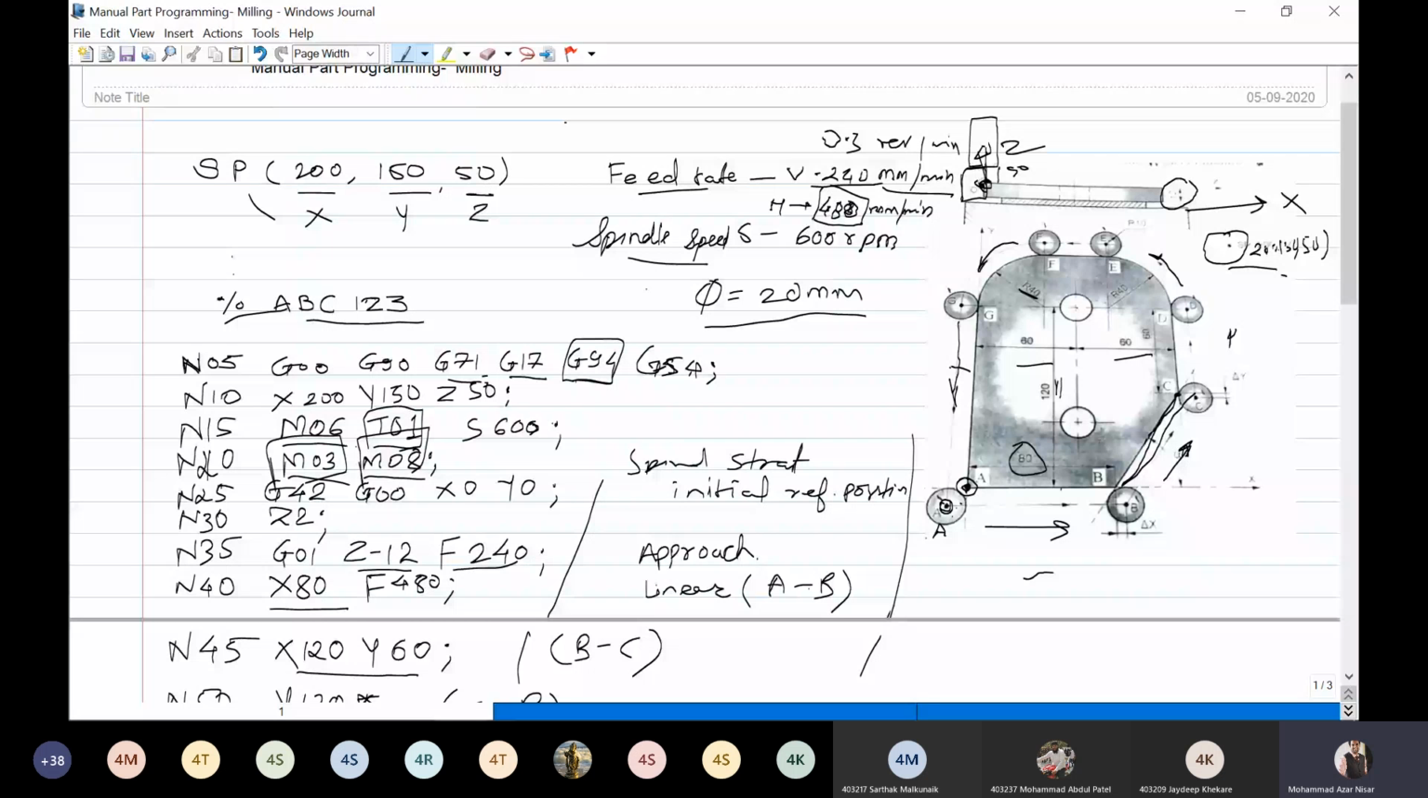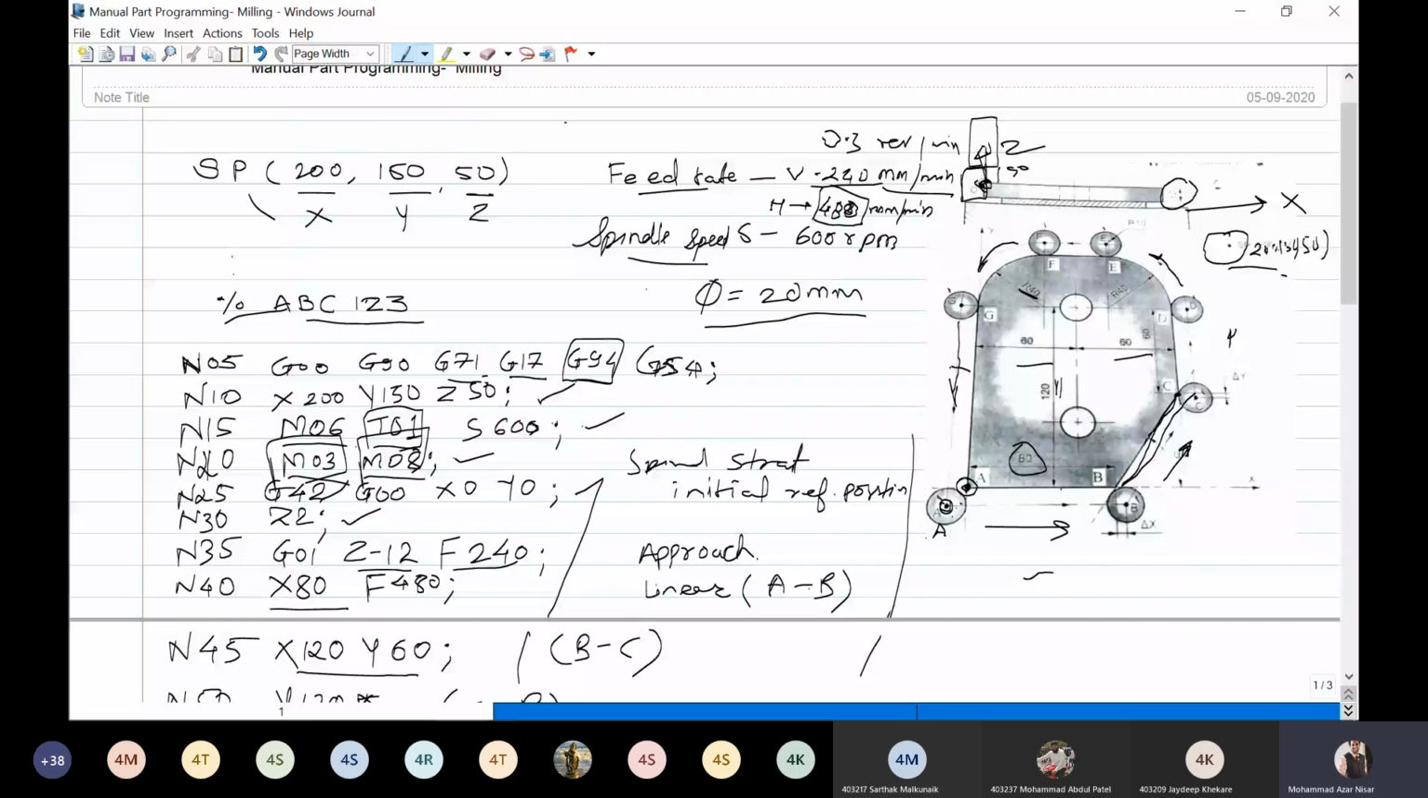Then you specify the initial starting position of the tool in this block, and then M06: you change the tool and set the tool number to 1, and you set the spindle speed to 600. Then you have started the spindle and the coolant. Then you have given the cutter radius compensation here, and set X and Y to 0. Then you move your tool about 2 mm from the surface.